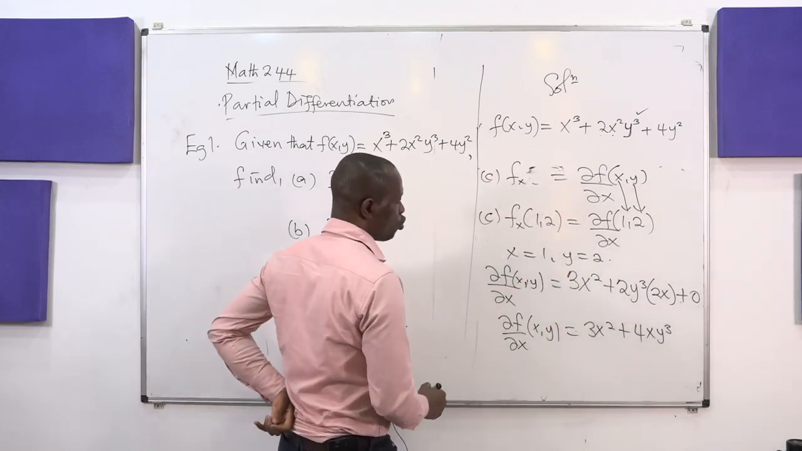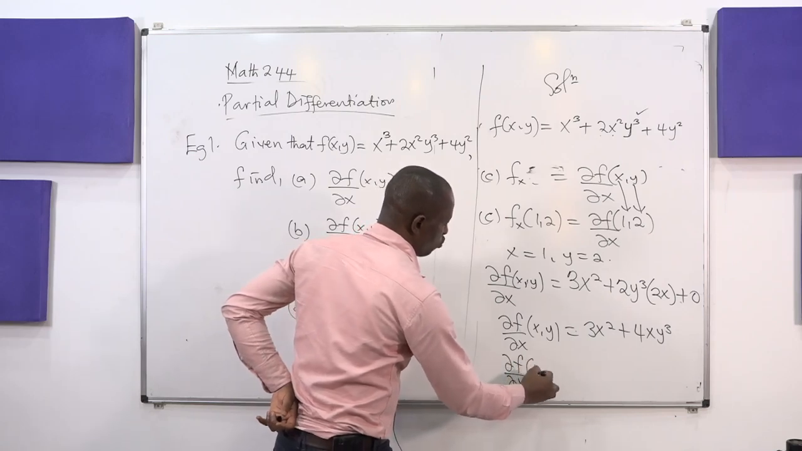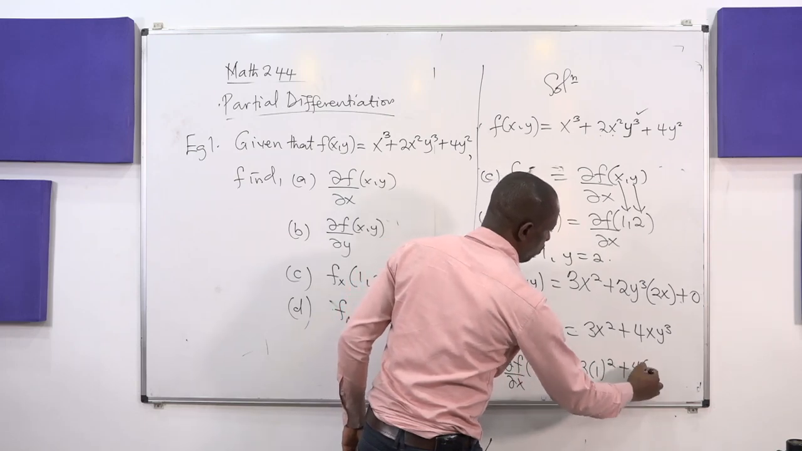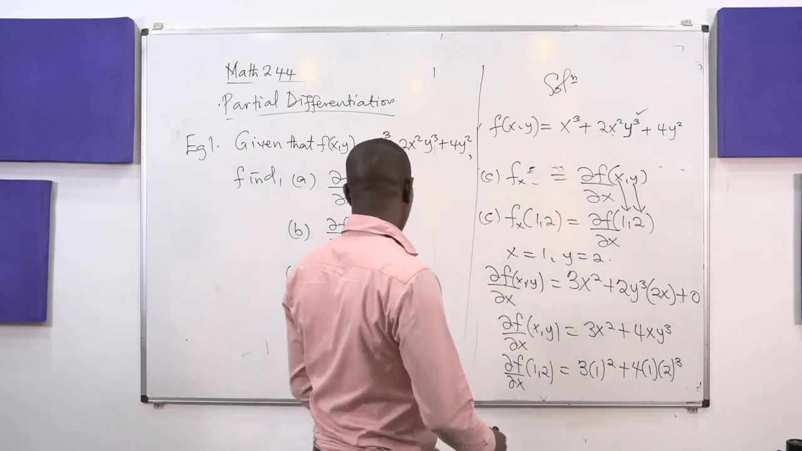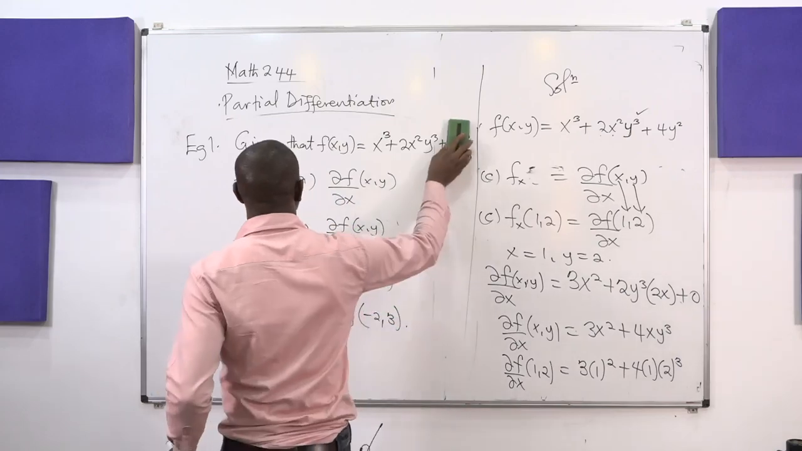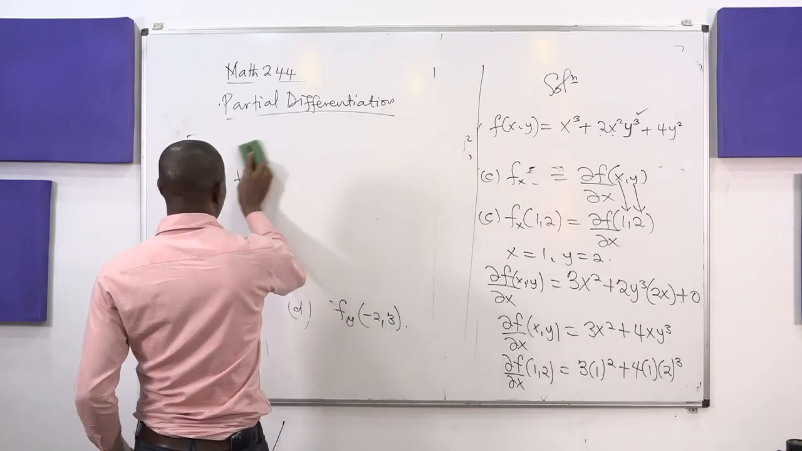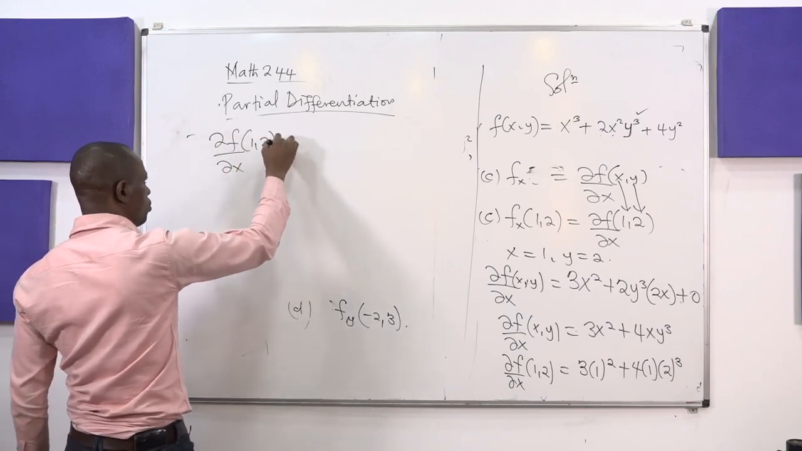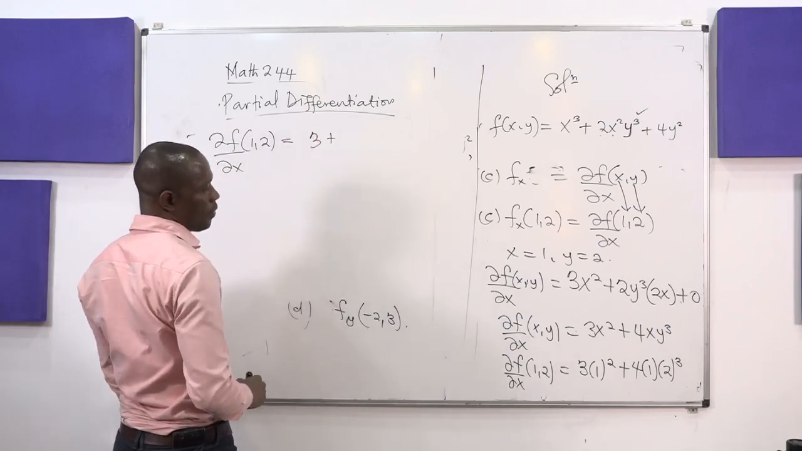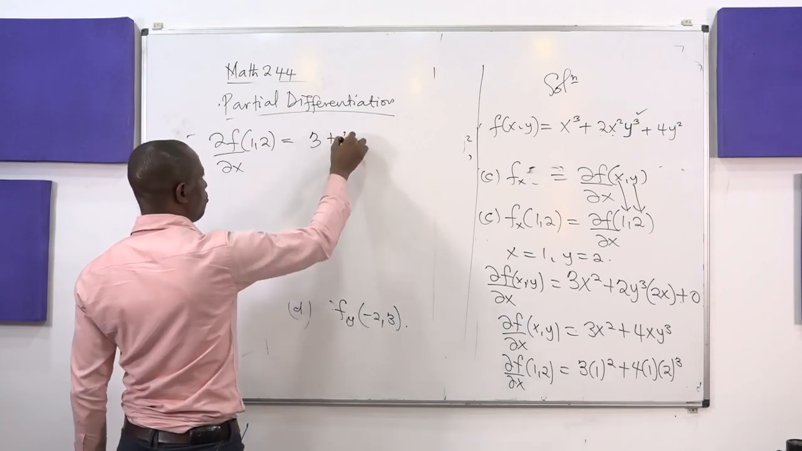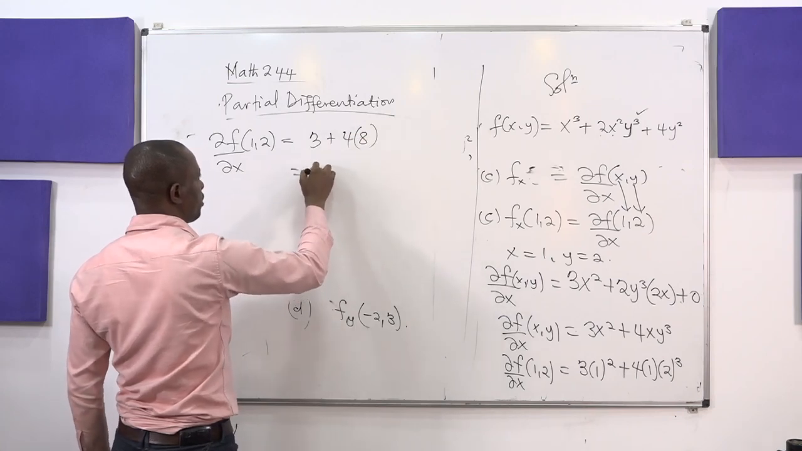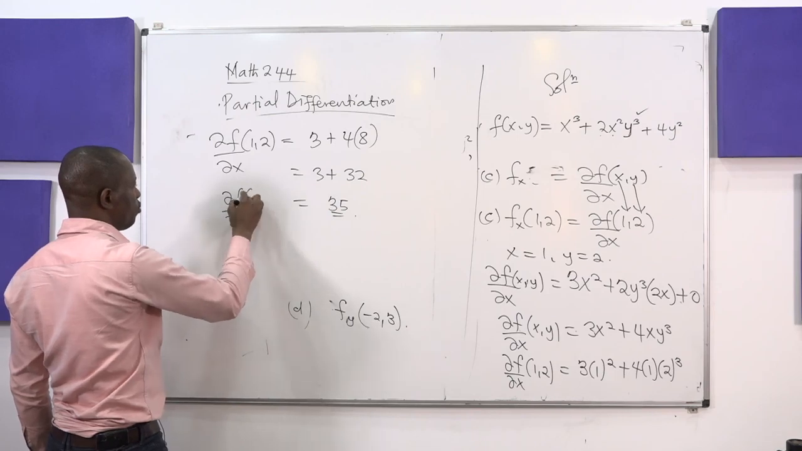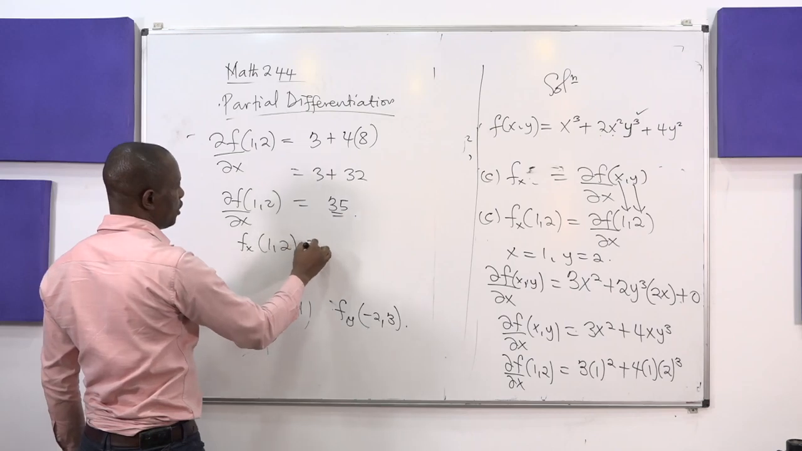So here, partial f with respect to x of (x, y) is 3x squared plus 4xy cubed. Then at (1, 2), x is 1, y is 2. So we have 3 times 1 squared plus 4 times 1 times 2 cubed. That is 3 plus 4 times 8, which is 32. So you get 35. So f_x(1, 2) is 35.